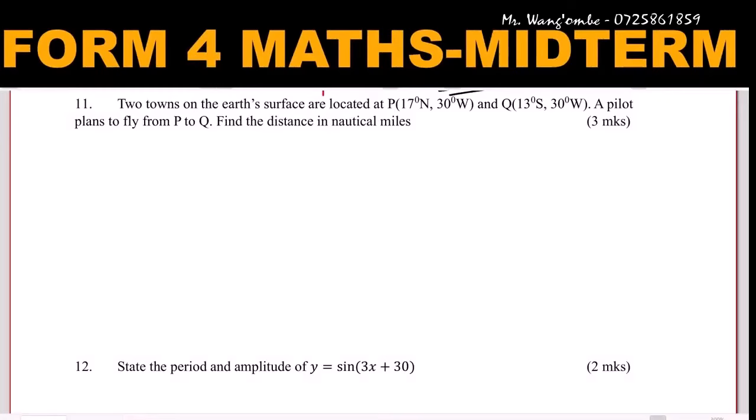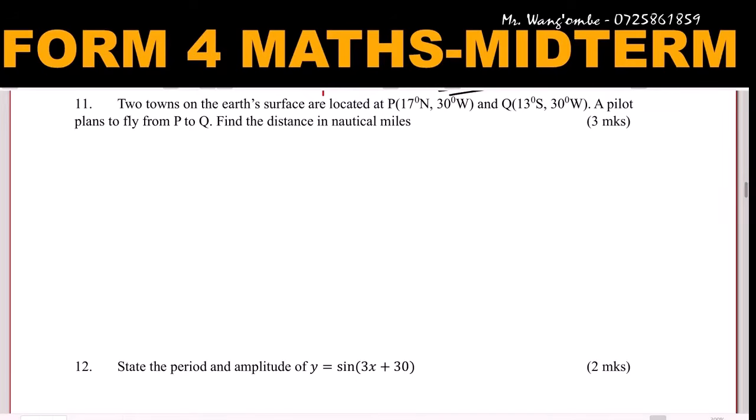Question 11. Two towns on the Earth's surface are located at P 17 degrees north, 30 degrees west, and Q 13 degrees south, 30 degrees west. A pilot plans to fly from P to Q. Find the distance in nautical miles. 3 marks. So the first thing is to identify which type of distance is here.